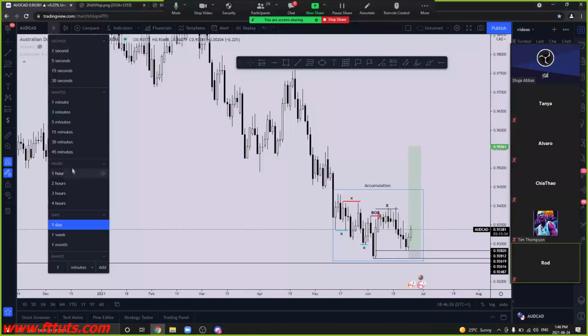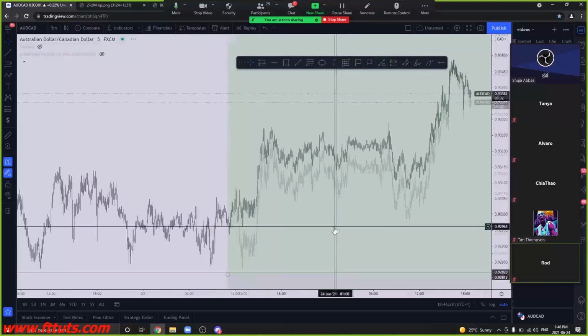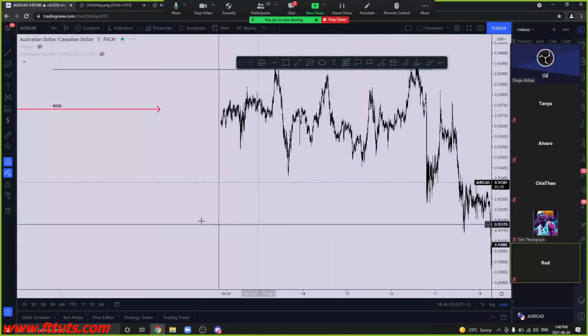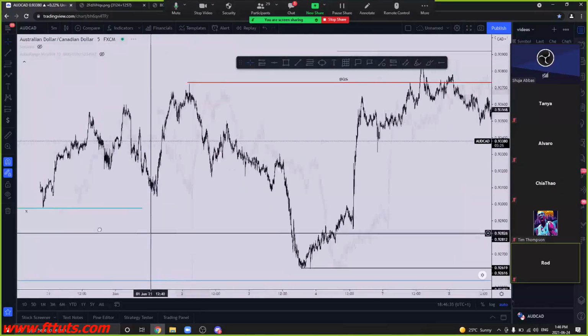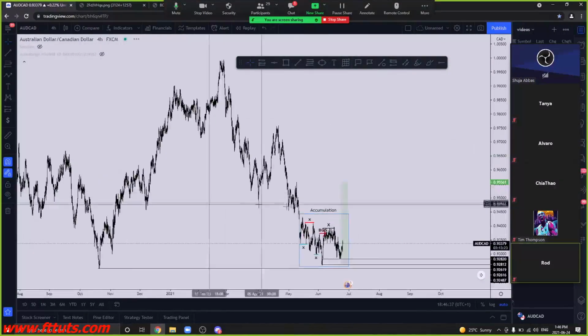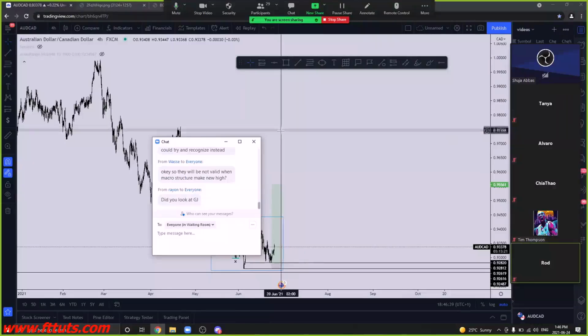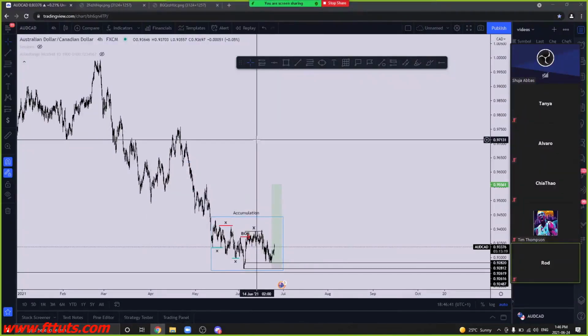So just like I did on this trade for AUD CAD, I refined this way too much down to the 30-minute, up to here, right? And it doesn't make sense. So try not to refine your POIs too much. Just keep it realistic. Did you look at GJ? Yeah, okay, I'll look at GJ now.